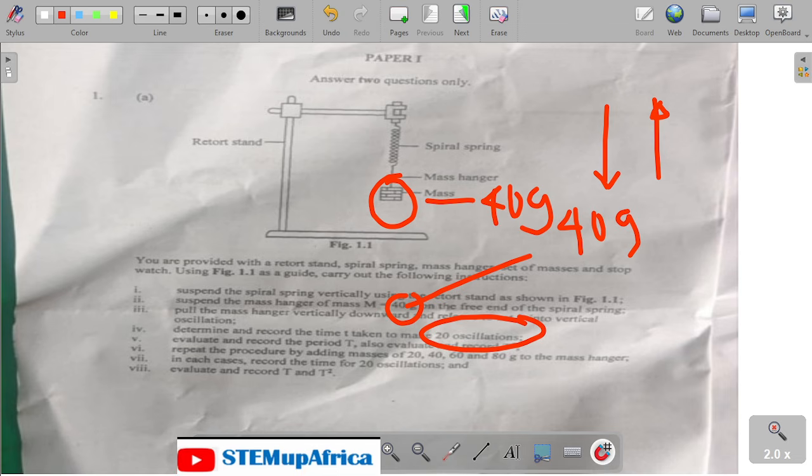So let's go straight to the question. If the mass hanger is 40 and you are adding 20 gram mass, the total mass you are now having is 60 grams. So from 40 I move to 60. Then you oscillate again for 20 oscillations. Let's go straight to the solution to question number 1.